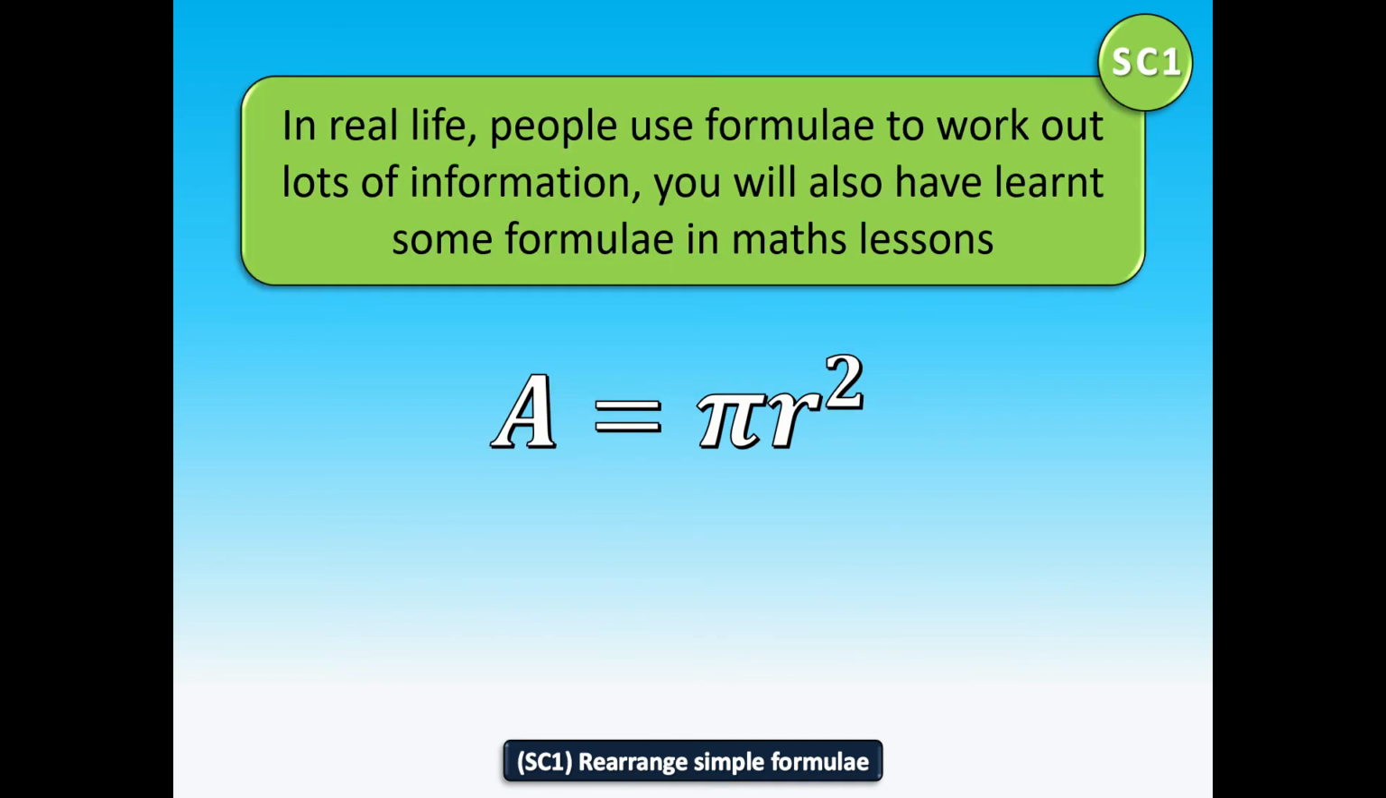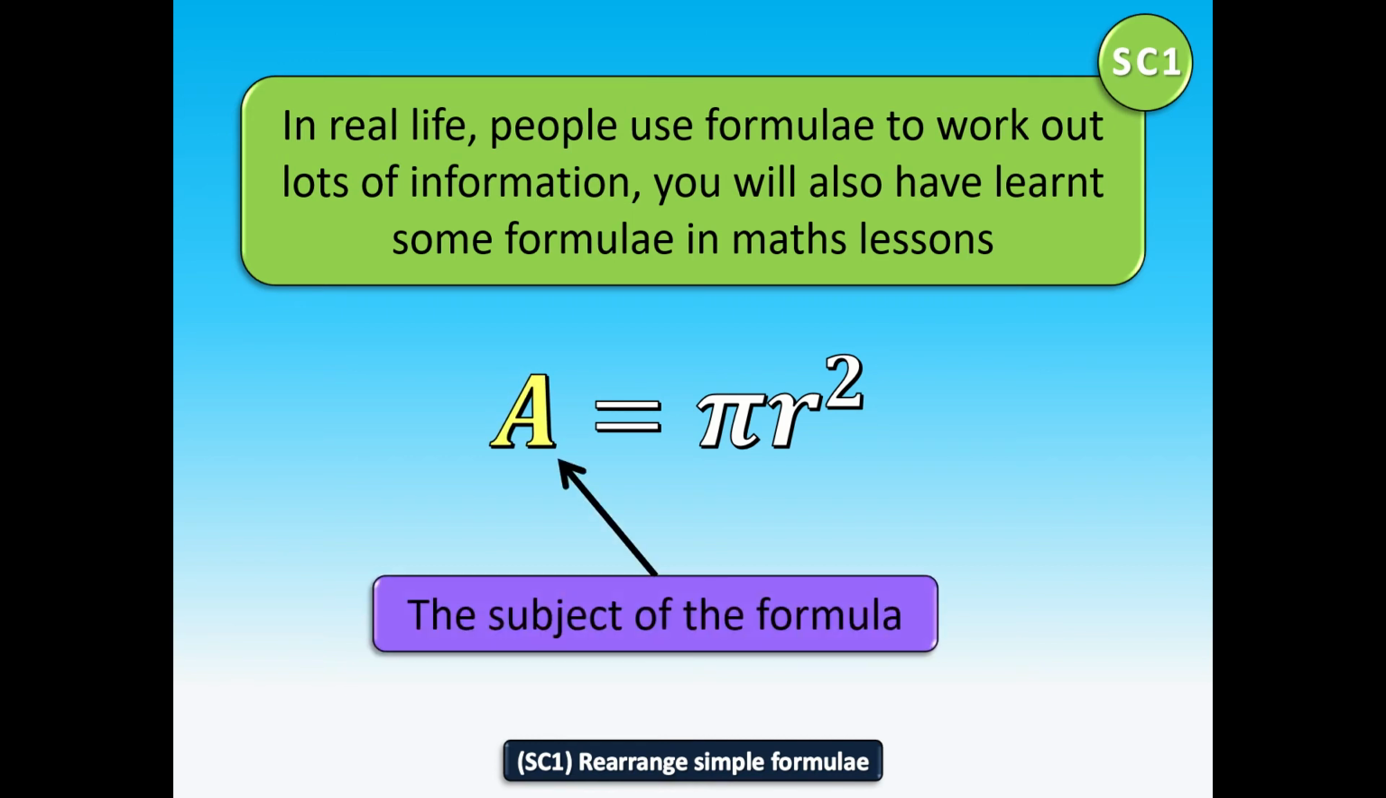In real life, people use formulae to work out lots of information. You will also have learnt some of these formulae in maths lessons. So this formula, A equals pi r squared, is how we find the area of a circle. And A is the subject of the formula.